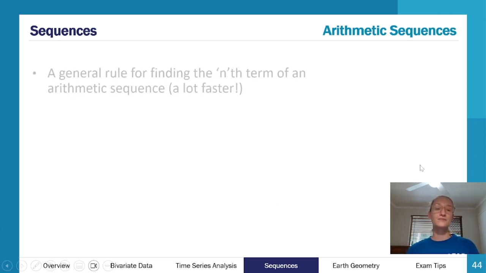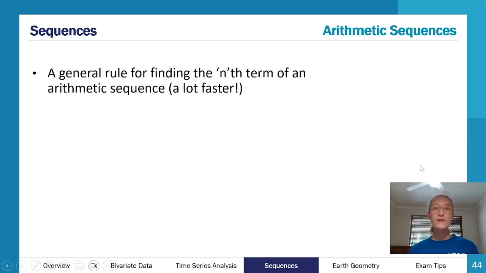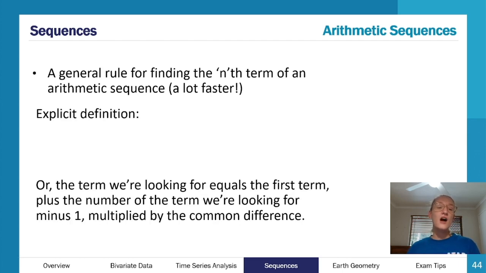But what if we don't want to do recursion? What if we don't want to find term 1, 2, 3, 4, 5? What if we wanted to skip straight to term 37? We definitely want to have a much faster way to do that. So a general rule for finding the nth term of an arithmetic sequence, that's just the name for it, is the explicit definition, which is this here.